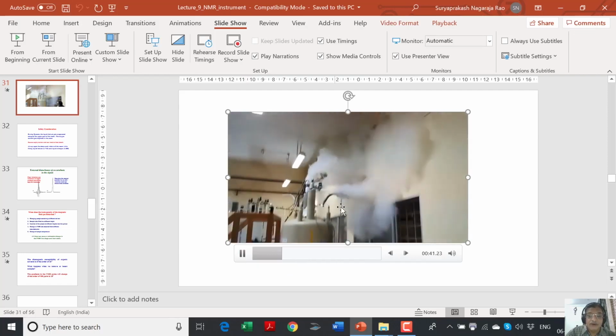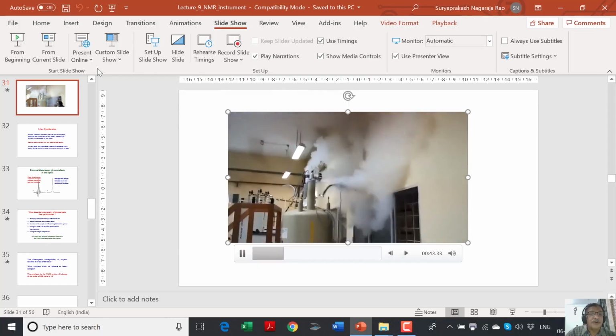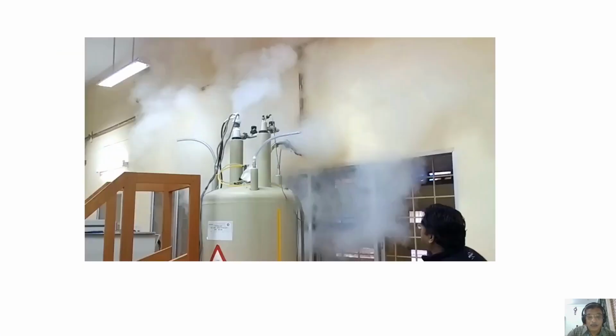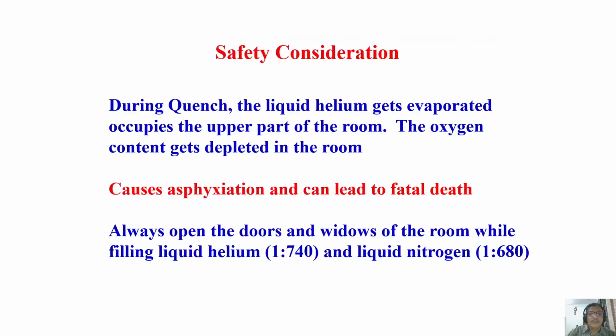We have to be extremely careful. This is called a quench. Okay. Now, with this, we'll go further. When we consider safety, when a magnet quenches and helium gets evaporated, as I said, oxygen may get depleted in the room. It may cause asphyxiation and can even lead to fatal death.